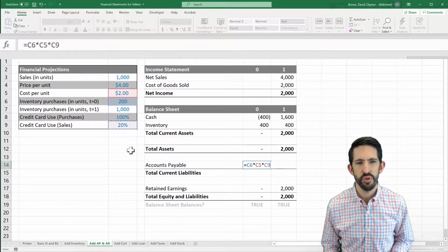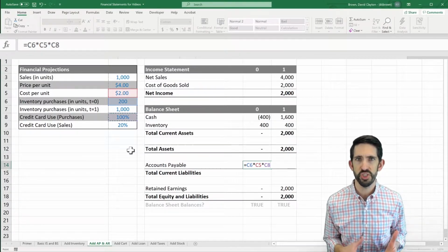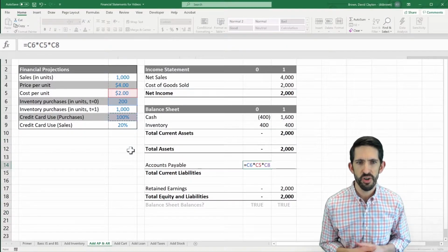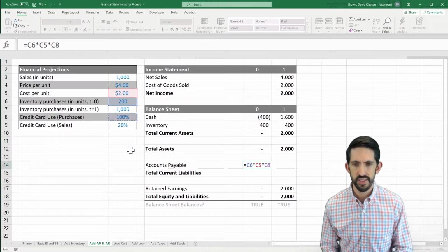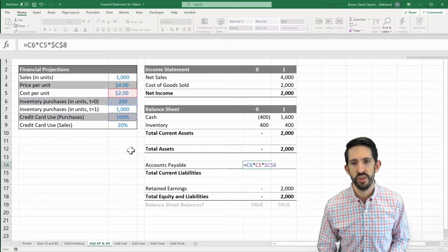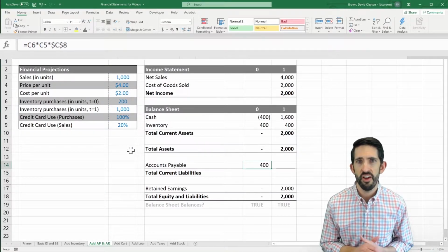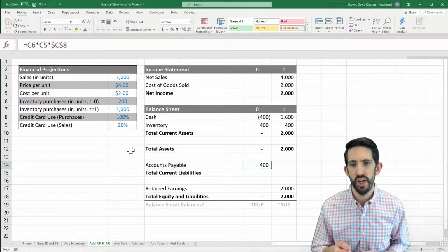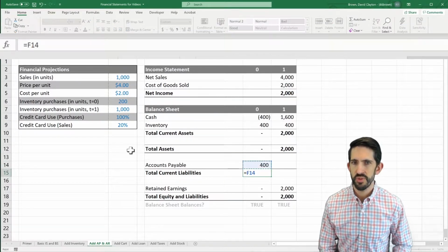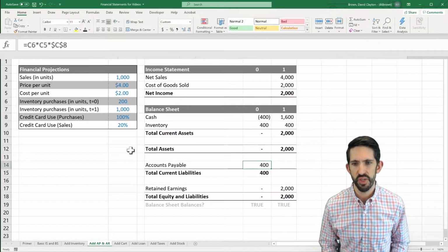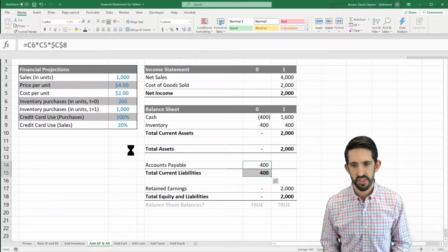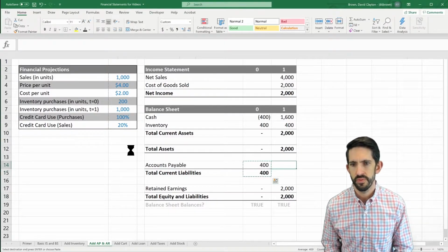In this case, my input is credit card use for purchases. So I want to use my credit card 100% in this case. So let's go ahead and use 100% credit card use. And that makes our accounts payable go up by $400. Our current liabilities, well, all we have right now is accounts payable, so we can just set those equal. And let's go ahead and copy this over.